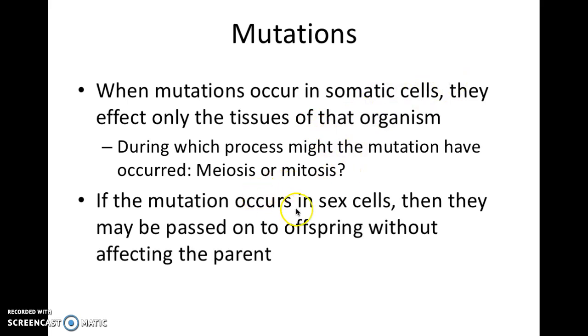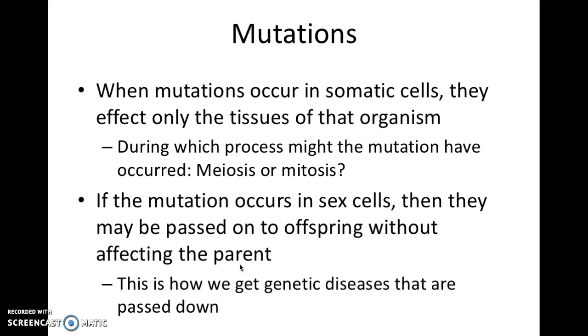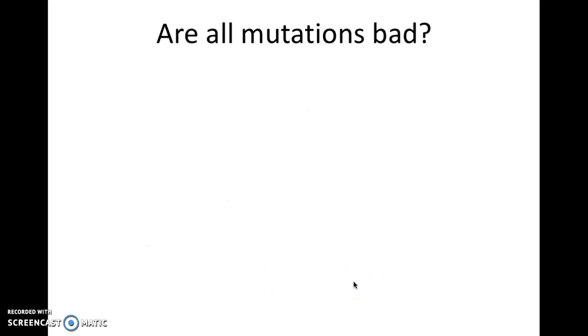Other times, that mutation can occur in a sex cell, or egg and sperm, and may be passed on to offspring without affecting the parent. So that's like when the parents are perfectly normal, but their child has a genetic disorder. So during what process would that happen? It's meiosis, making those egg and the sperm. So that's how we get those genetic diseases, which is what your project is about.